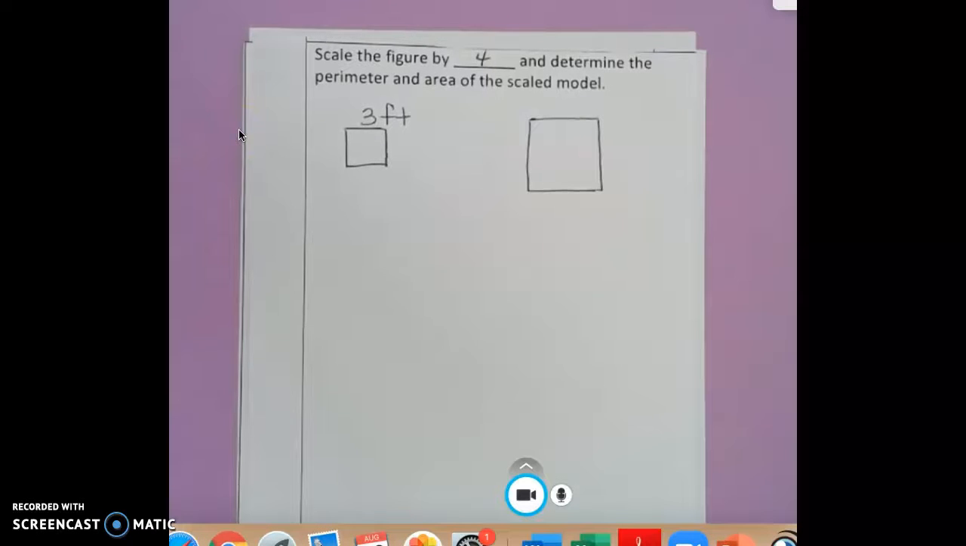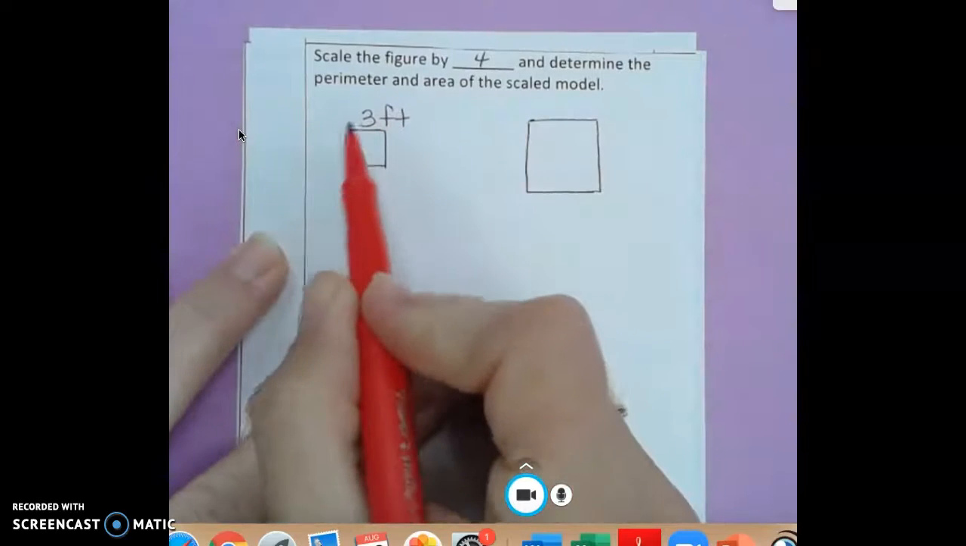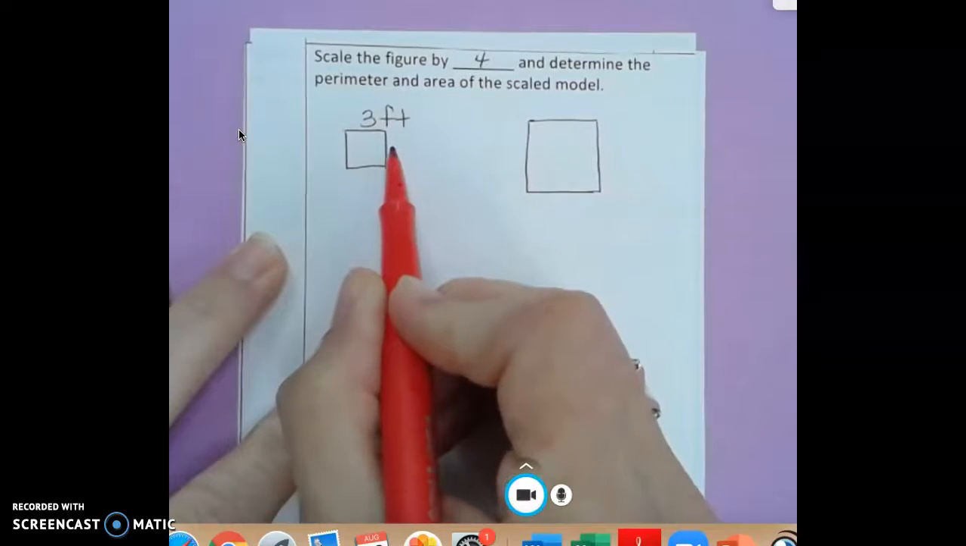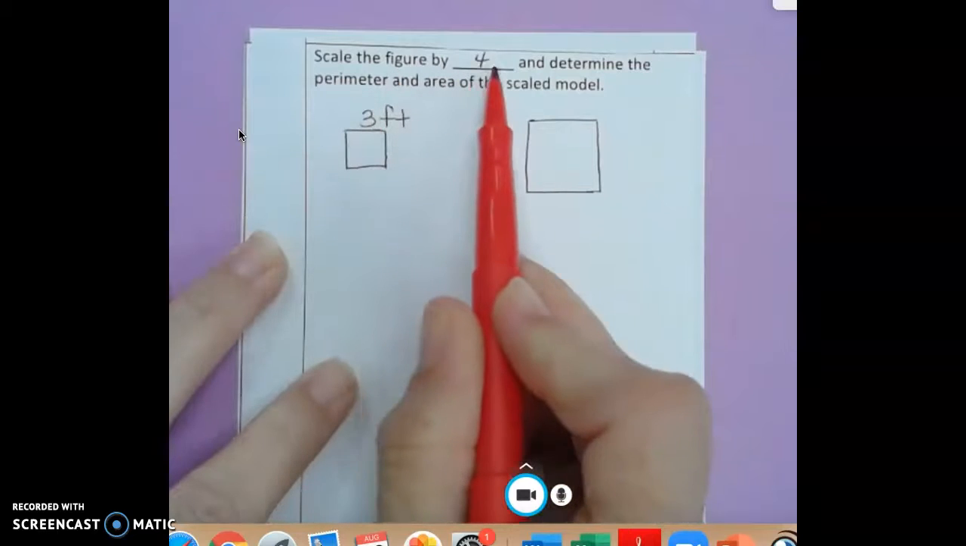Welcome back. Today we're going to put our scaling figures in with our area and perimeter. To start with, we've got a square, so we're going to scale our square. We know that each piece, because it's a square, has to be 3. Well, the directions ask us to scale it by 4.